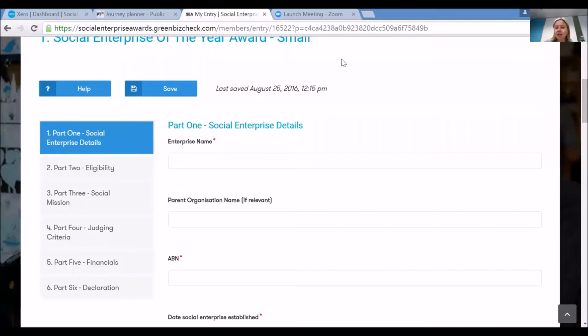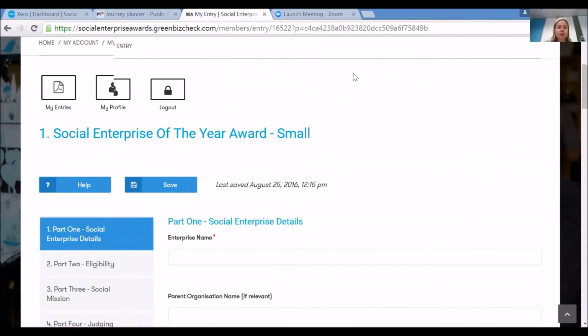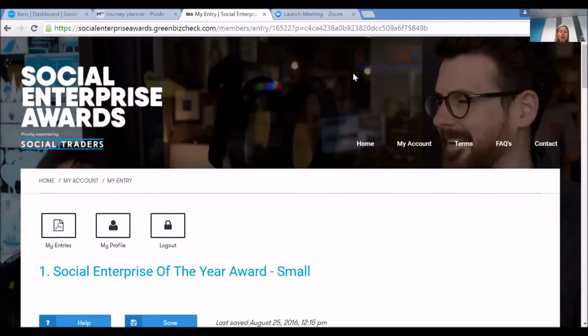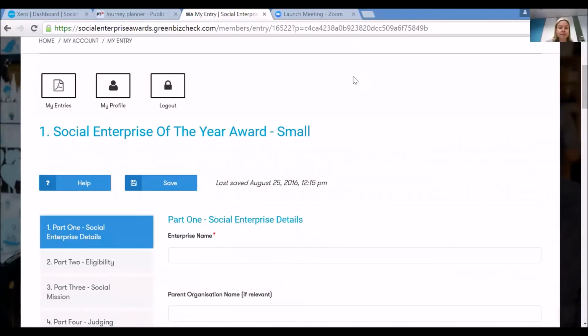I'm the Head of Finance and Operations at Social Traders, and we're running a session today on applications for our Social Enterprise Awards, and I'm specifically going to run through the financials section. You'll have an opportunity to ask any questions through the chat function, so please do so as we progress through, and I'll do my best to answer those at the end of the session.